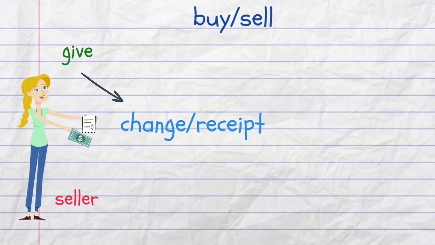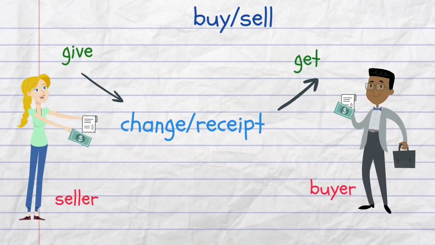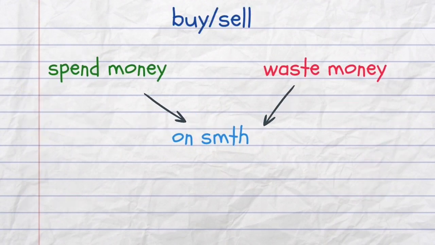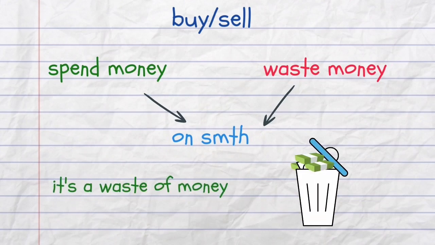When you pay the seller more than the goods cost, the money they give back to you is called change. And you get the change together with a receipt, a document proving that you have paid. You can spend money on something, but if the expense was not necessary or wrong, it's a waste of money. So the word waste can be used both as a verb and as a noun.